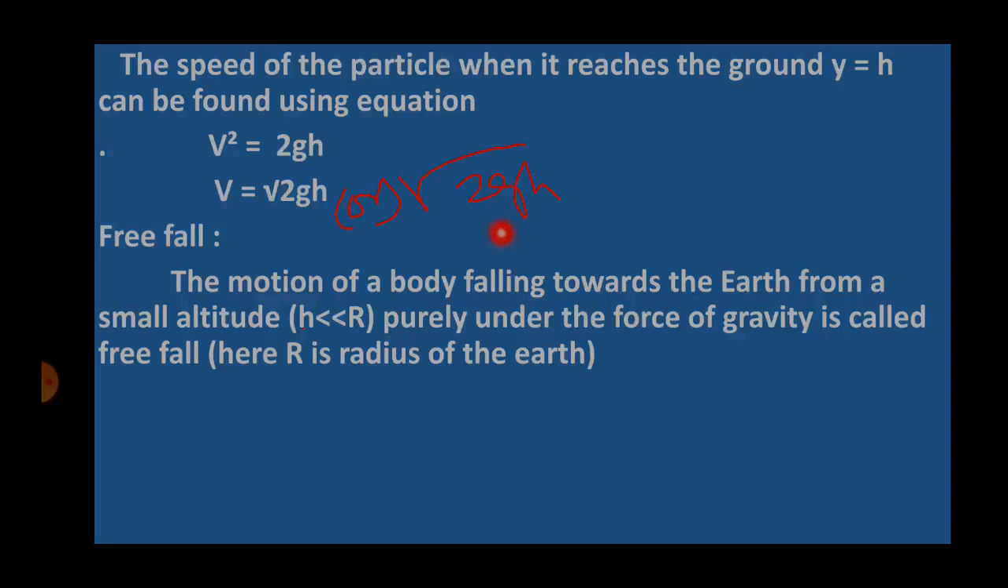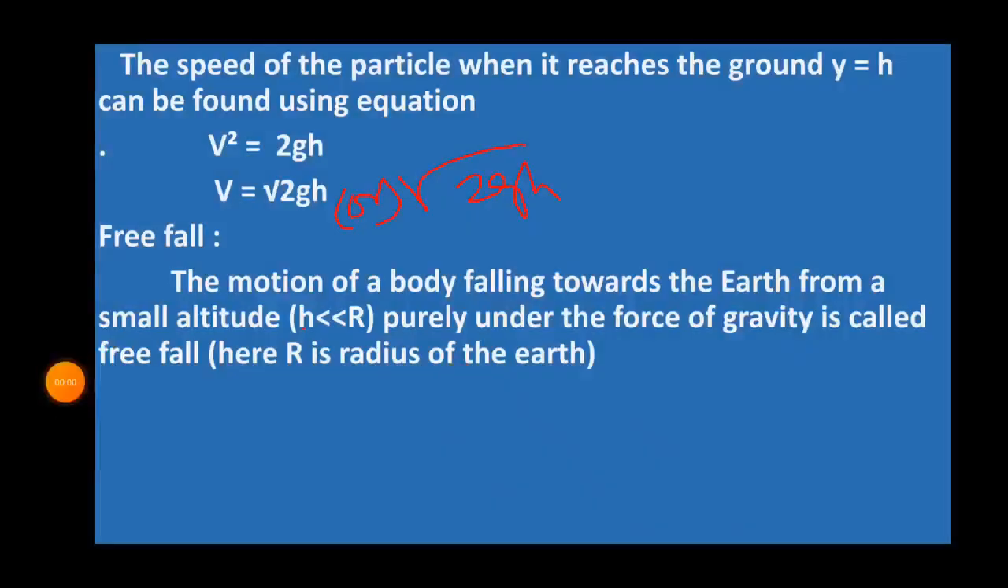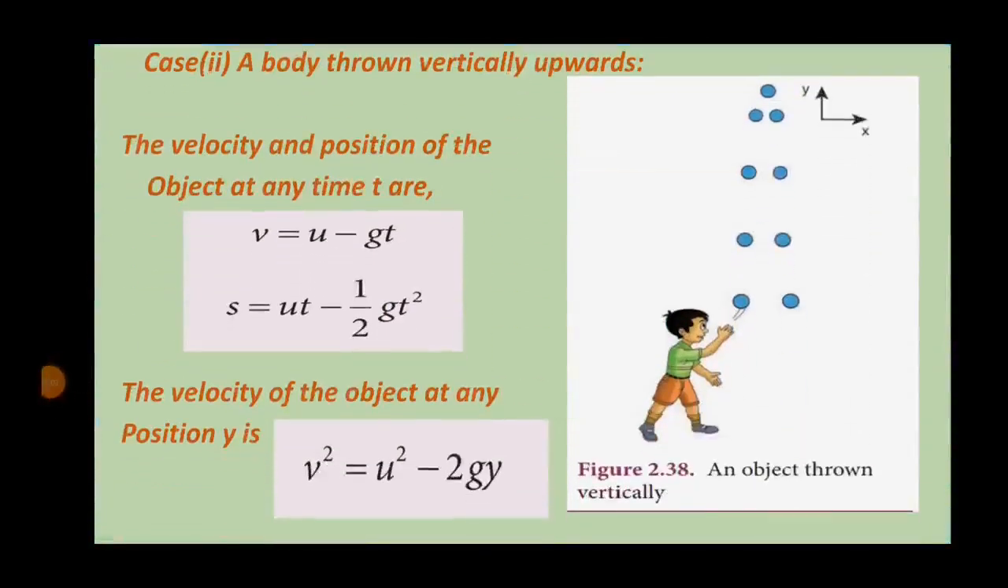Okay, then free fall. It is very important to mark the motion of a body falling toward the earth from a small altitude, that means h, the height, is smaller compared to the radius of the earth. So h less than r, purely under the force of gravity, is called free fall. Here r is the radius of the earth. Go to the next case, a body thrown vertically upward.